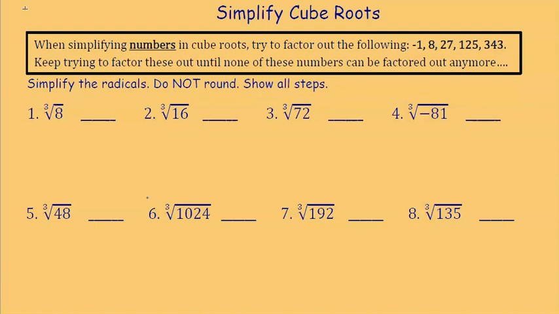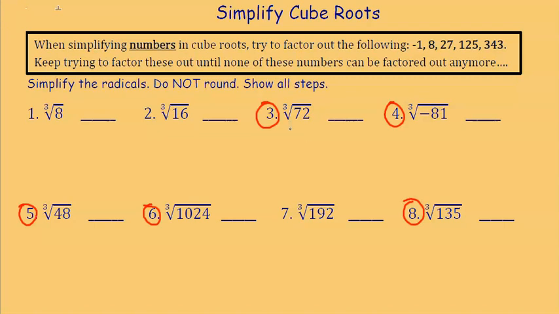Page 28. Simplify cube roots. When simplifying numbers in cube roots, try to factor out the following: -1, 8, 27, 125, and 343. Keep trying to factor these out until none of these numbers can be factored out anymore. Simplify the radicals. Do not round. Show all steps. So let's look at some of these.